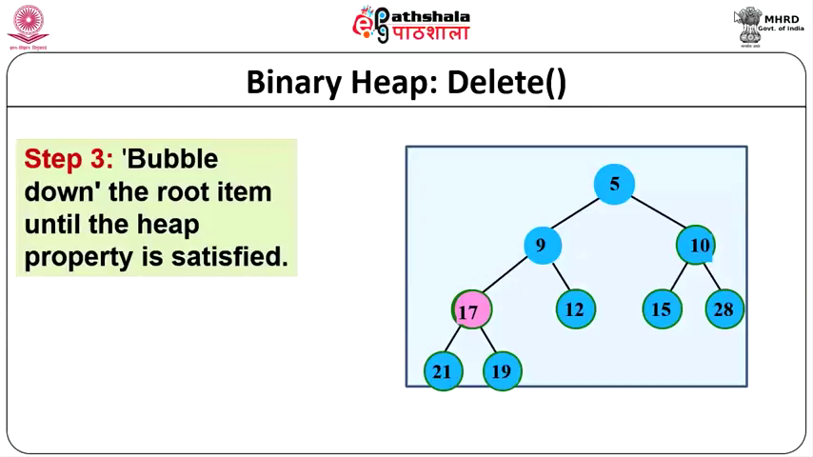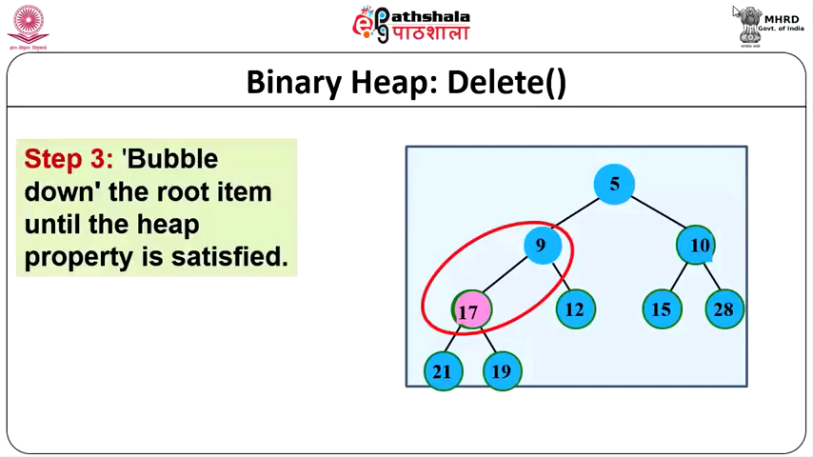Now, we compare 17 with 21 and 19, and we find the heap order property is satisfied. So, we have completed the process. Now the binary heap is satisfying the heap order property and the deletion process is complete.